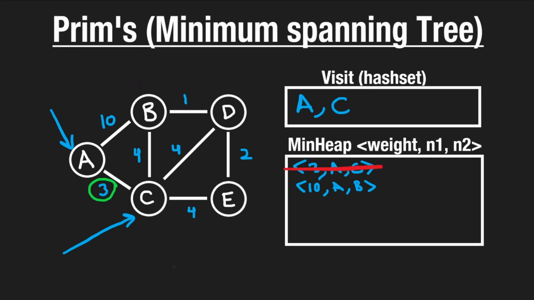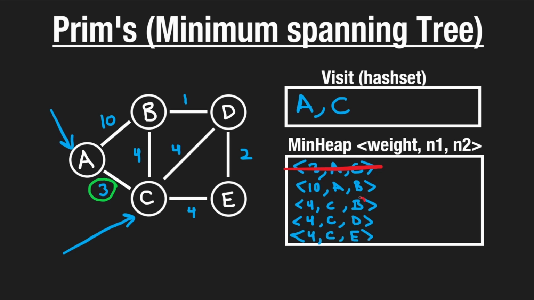So now that we visited C, we're going to add all of C's neighbors to the min heap because now we have 3 new edges that are reachable from C. So let's add all of them. They all have a weight of 4. So we'll add all 3 of them to the min heap. They all have a weight of 4. So C to B, C to D, and C to E.